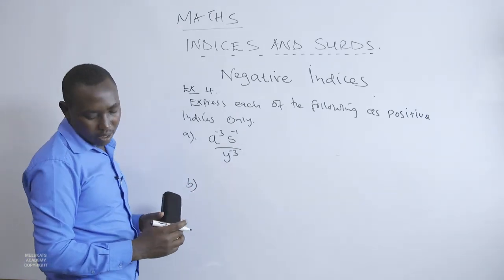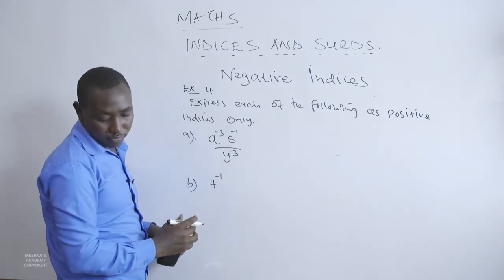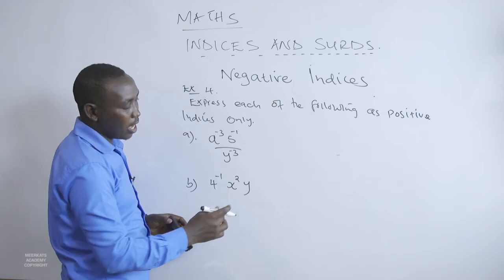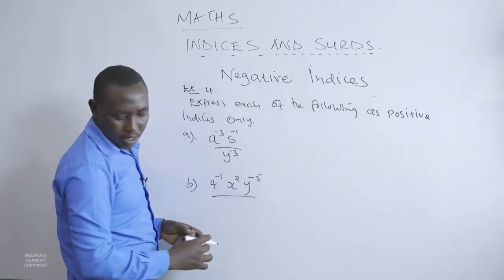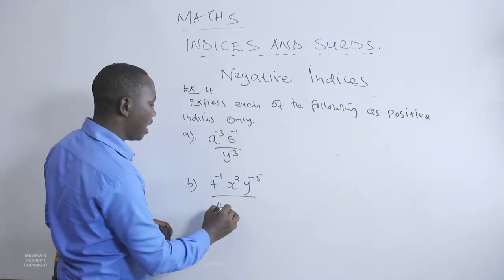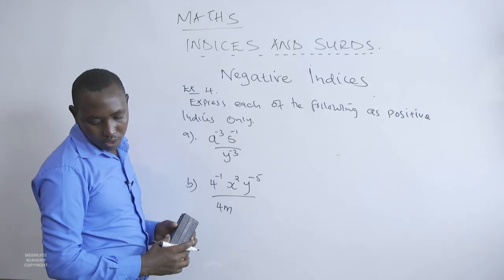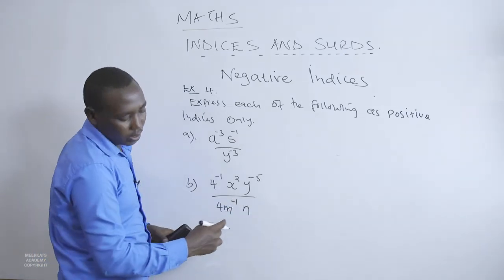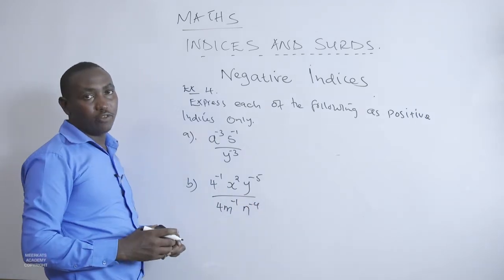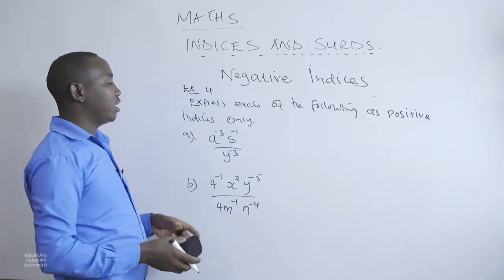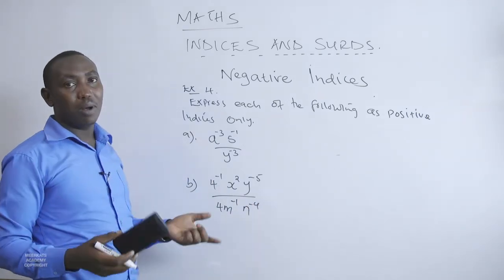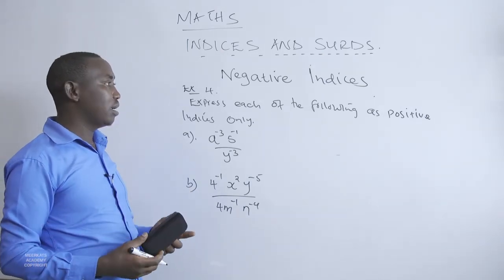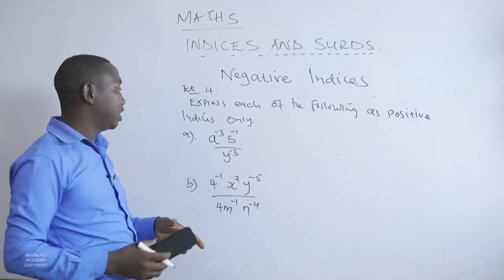And B, we have 4 raised to -1, x squared, y raised to -5, the whole of it divided by 4m raised to the power of -1, n raised to the power of -4. So again, this one requires us to both apply the knowledge on extension of the rules and also changing the powers from negative to positive.